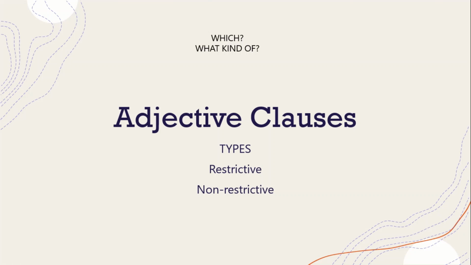Now we are going to analyze 2 adjective clauses. An adjective clause describes or gives information about a noun. It is placed after the noun. The independent and the dependent clause are joined by a relative pronoun. It answers the questions which and what kind of. Adjective clauses can be restrictive or non-restrictive if the information is required or not to identify the noun being modified.